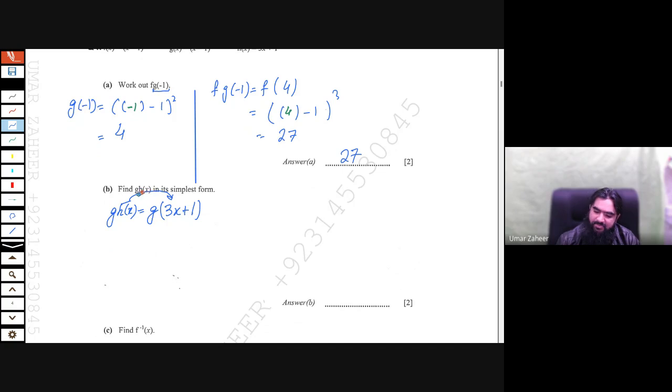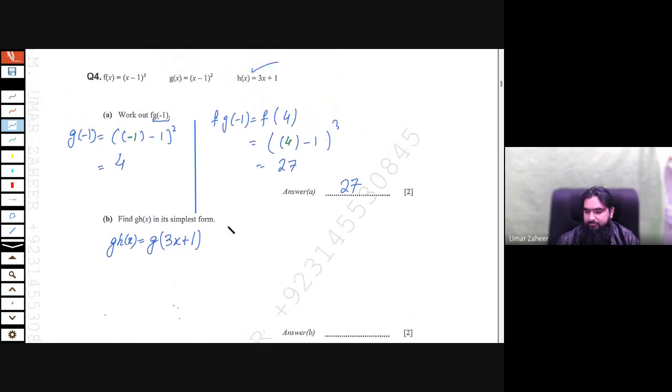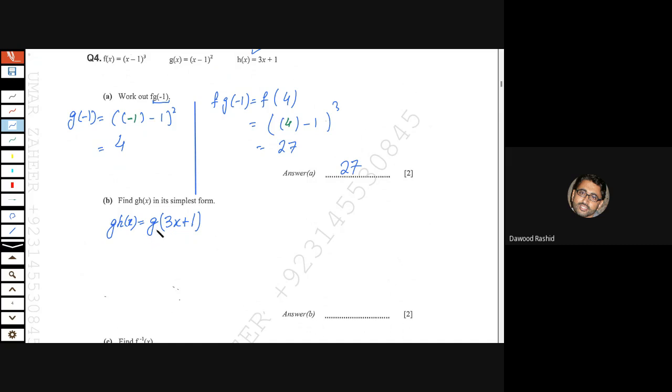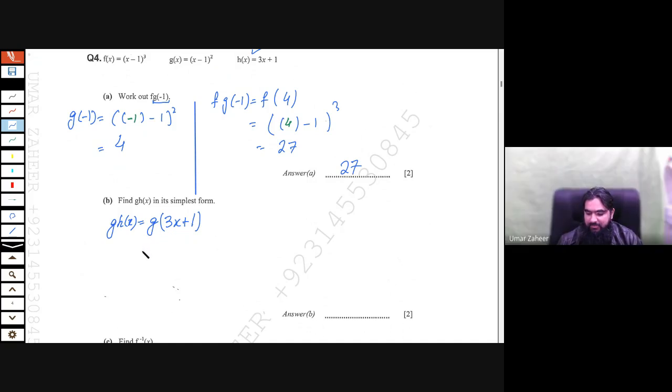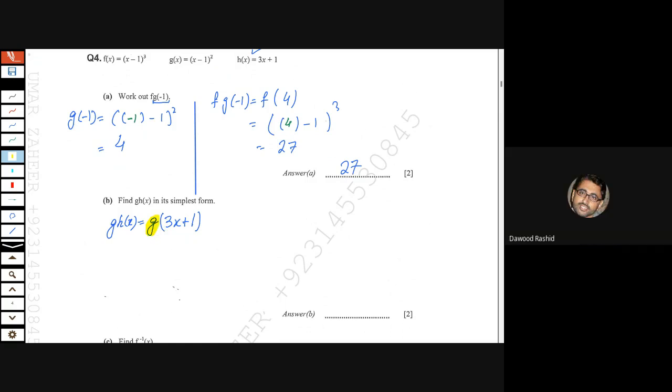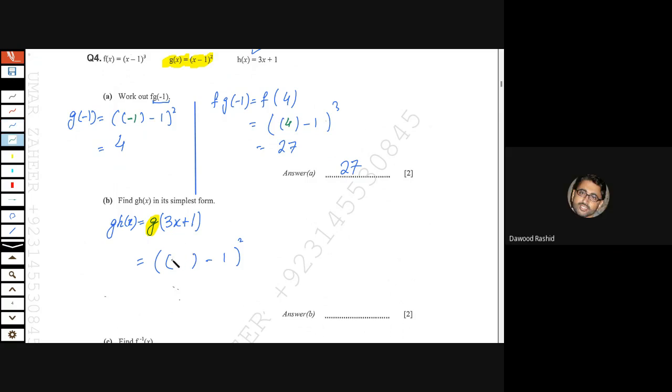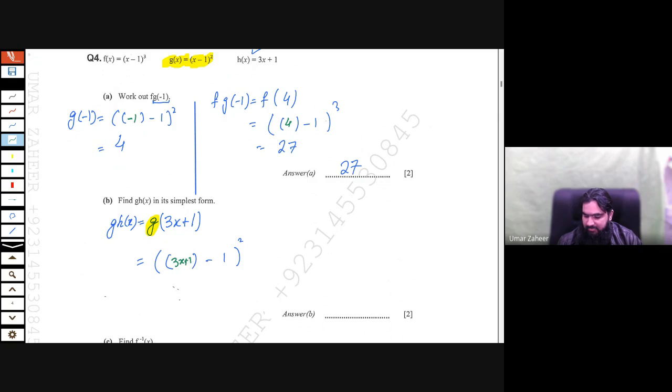Now which function is applying? So g into h. The g function is applying. What is g? x minus 1 whole square. And in place of x, what do I have to substitute? 3x plus 1.